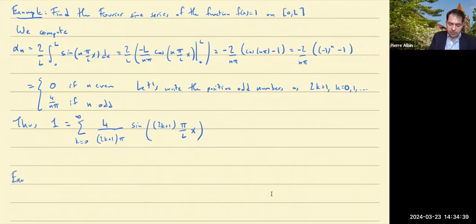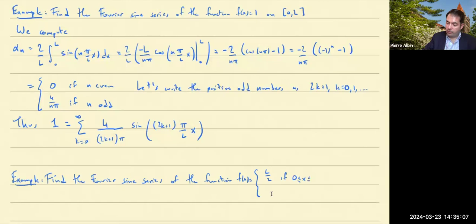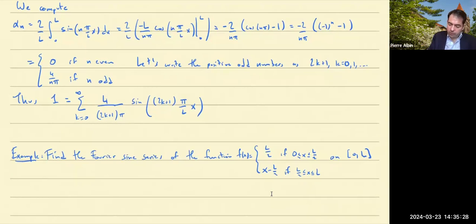Okay, let's do another example. Suppose we want to find the Fourier sine series of the function f of x equal to L over 2 if 0 is less than or equal to x less than or equal to L over 2, and x minus L over 2 if L over 2 is less than or equal to x less than or equal to L. And I want the Fourier sine series on the interval 0, L. Again, we just need to compute the coefficients.